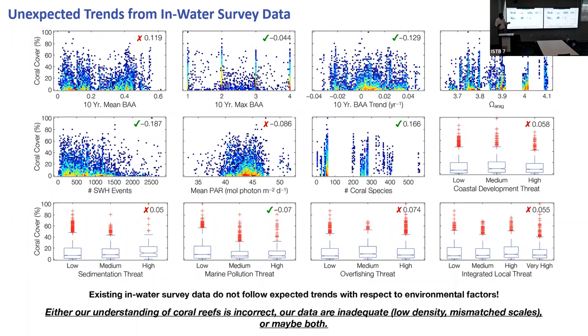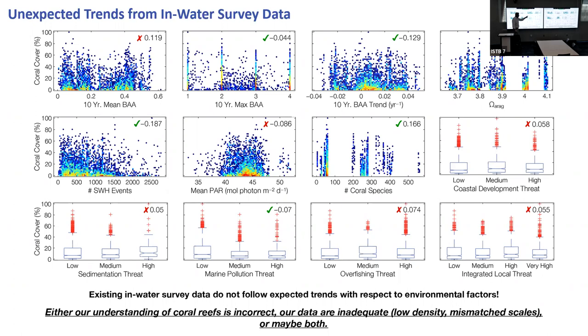you don't get the trends that you expect. With coral cover, remember that's the metric, and all of these biogeophysical forcings, aragonite saturation state, these are all bleaching trends. This is waves, this is light, this is diversity, various human threats. Everywhere I have a red X, it means the trends don't match what we expect.